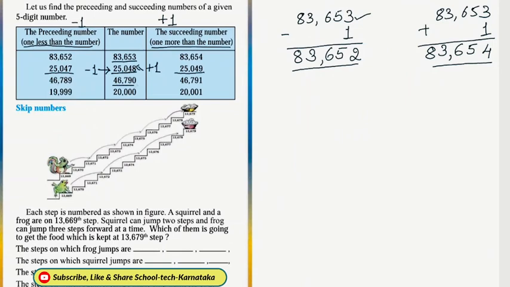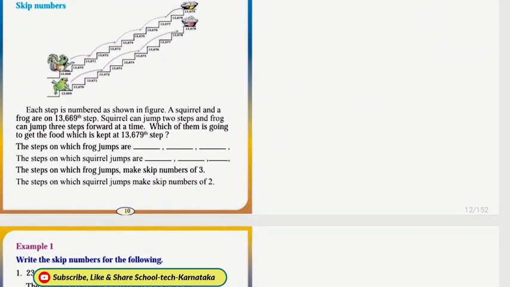In the same way, the preceding number of 46,790 is 46,789. The succeeding number of 46,790 is 46,791. Similarly, the preceding number of 20,000 is 19,999. And the succeeding number of 20,000 is 20,001. Okay, now let's move to the skip numbers.